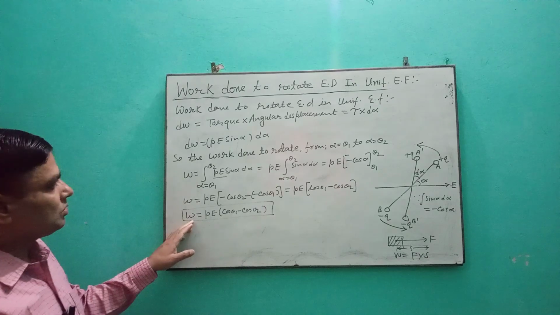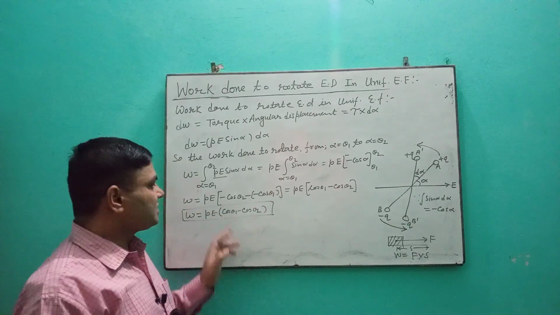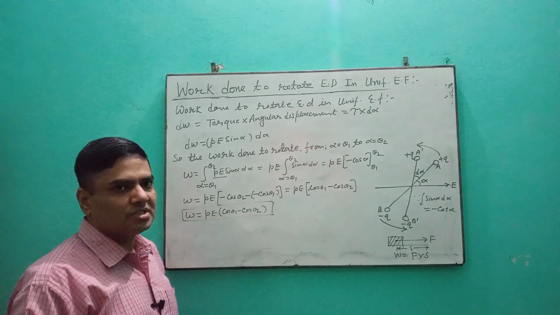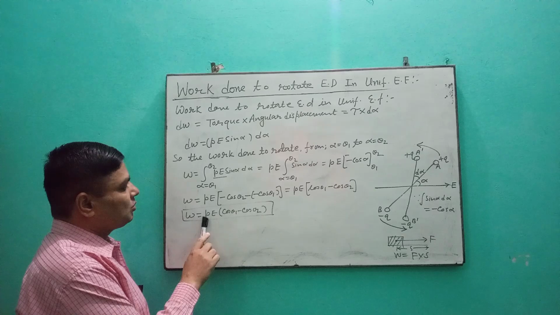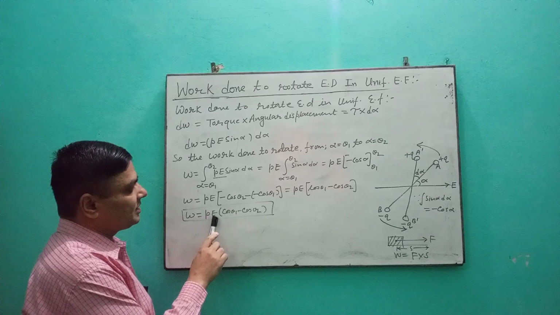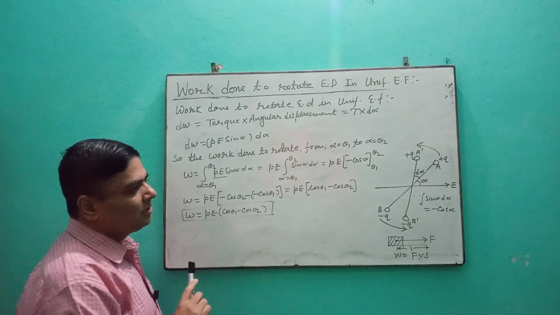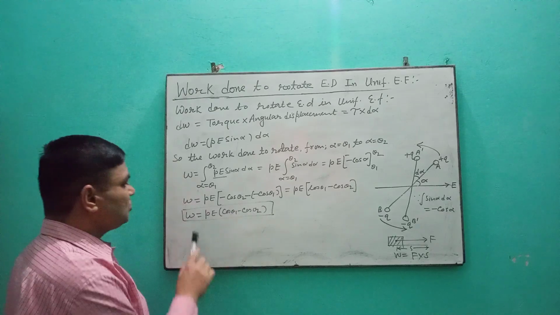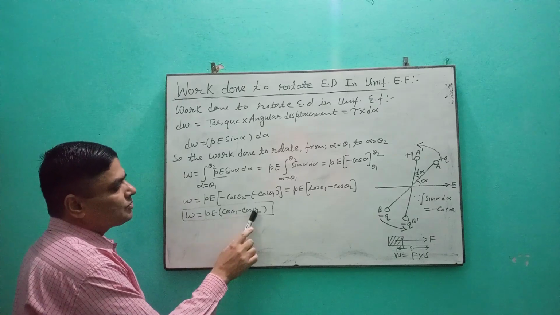This is the work done to rotate an electric dipole placed in a uniform electric field from its initial position theta 1 to its final position theta 2. P is the electric dipole moment, E is the intensity of the electric field. Theta 1 is the initial position of the electric dipole, theta 2 is the final position of the electric dipole. W is the work done to rotate the electric dipole from initial position theta 1 to final position theta 2.